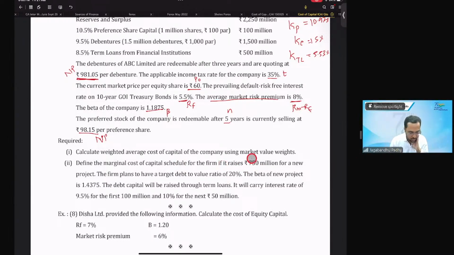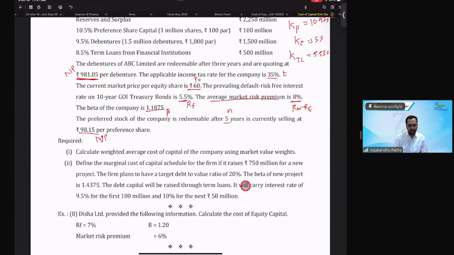So this is for 750 million for a new project. The firm plans to have a target debt to value ratio of 20%, which means out of total capital, 20% should be debt. The beta of the new project is 1.4375. So you got the beta. The debt capital can be raised through a term loan.